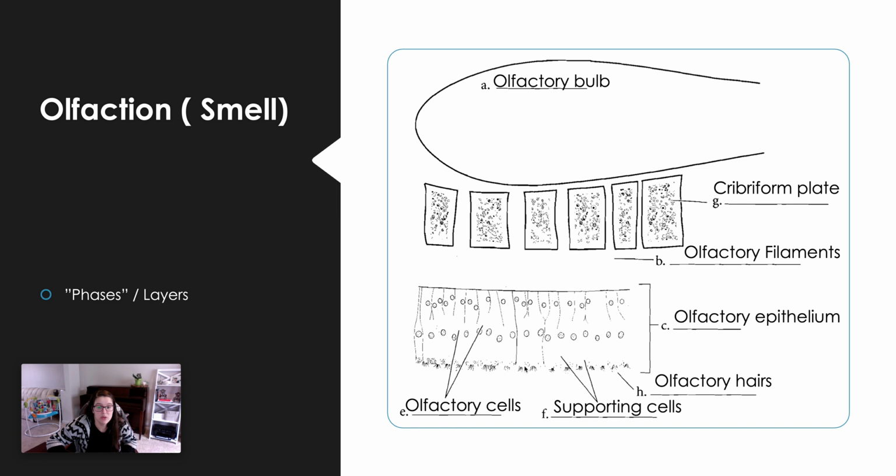Okay, and so this is where you have the mucus that, when you breathe in, is going to capture the chemicals within the air, and they're going to diffuse into these olfactory cells. The concentration is going to then cause depolarization of the olfactory filaments. The olfactory filaments are going to take that depolarization through the cribriform plate and to the olfactory bulb. And you can smell. All right?